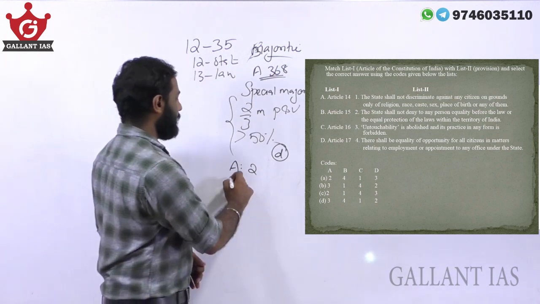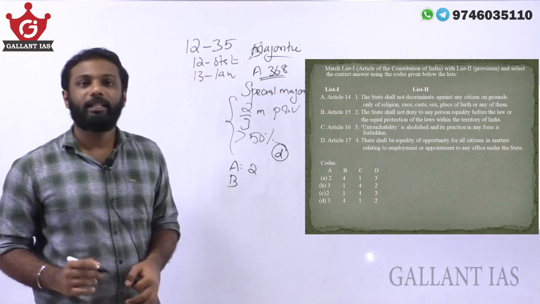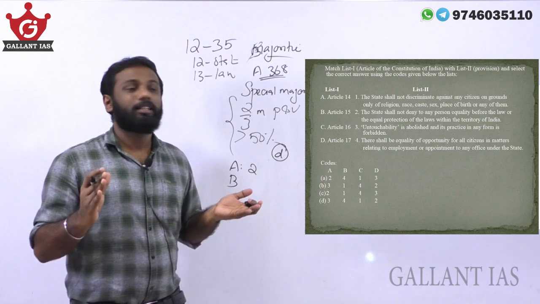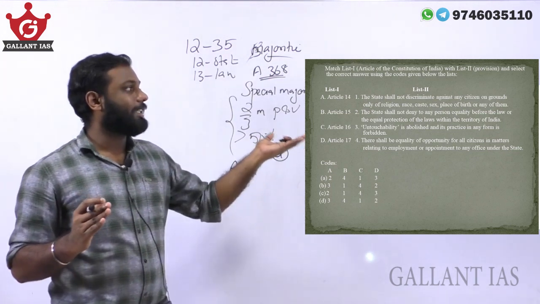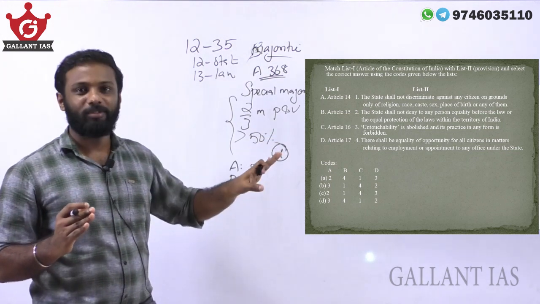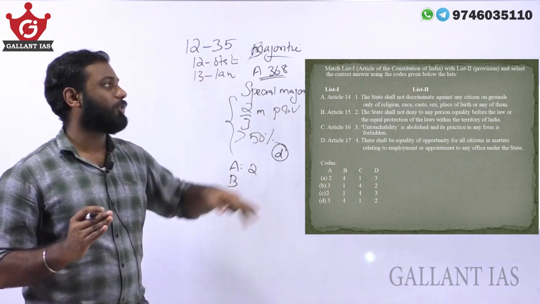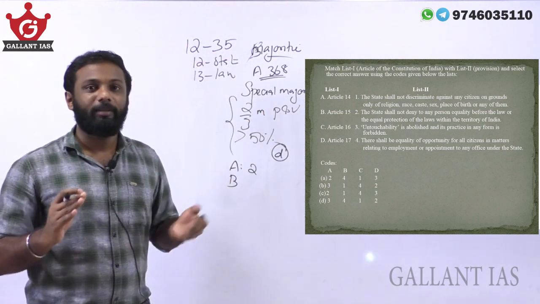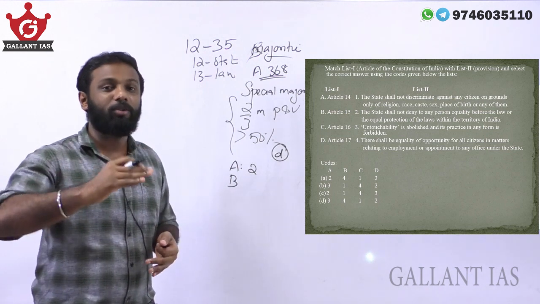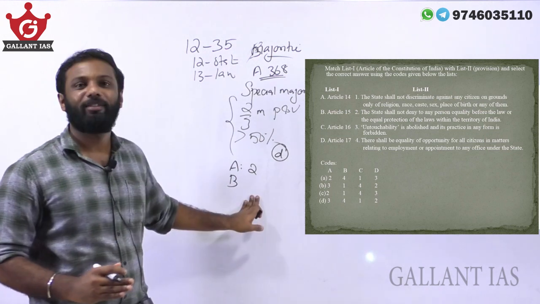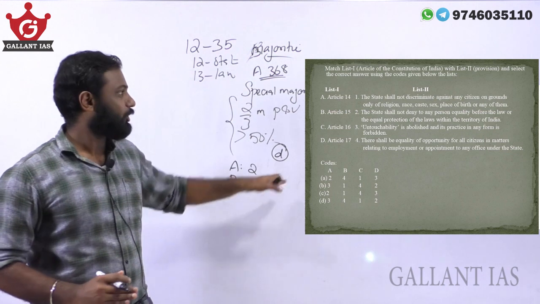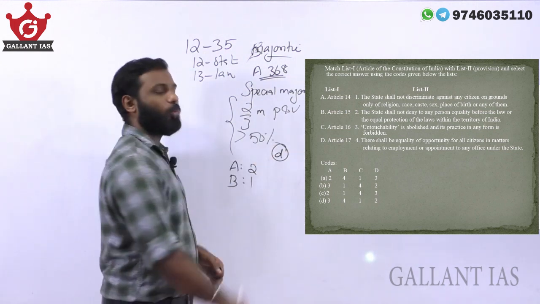Okay, next is B, that is Article 15. Article 15 is nothing but the state shall not discriminate against any citizens on certain grounds. That is on the basis of religion, race, caste, sex, place of birth, or any of them. That means prohibition of discrimination on certain grounds. That is Article 15. Right? So B should match with 1.